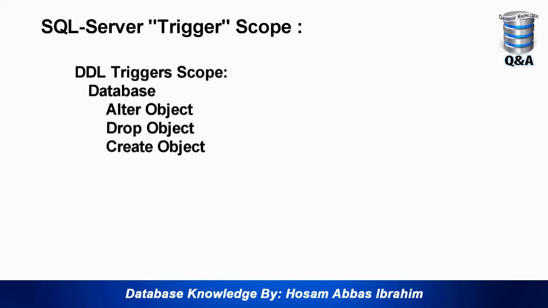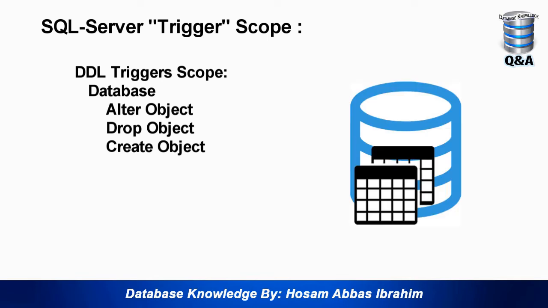The scope of the DDL trigger is a database. They are created under a database trigger. So when a user changes an object, this trigger will fire. For example, to prevent certain users from changing any objects in the database.